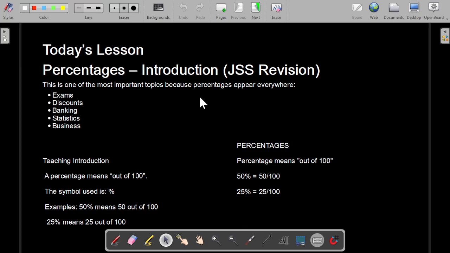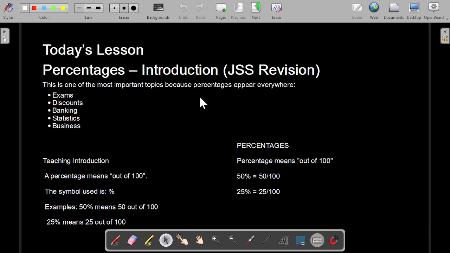Percentage is one of the most important topics because percentage appears everywhere in your exams. If you have been writing a mathematics exam, you will see it in discount, banking, statistics, and business. So it is very important that you understand this, because as you move further in mathematics, you are going to be seeing all these terms: percentage, fractions, decimals, and many more.